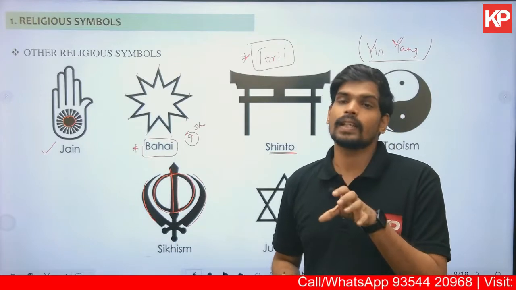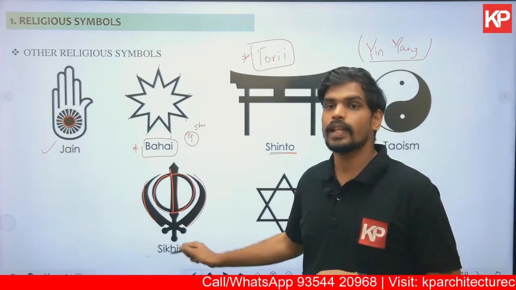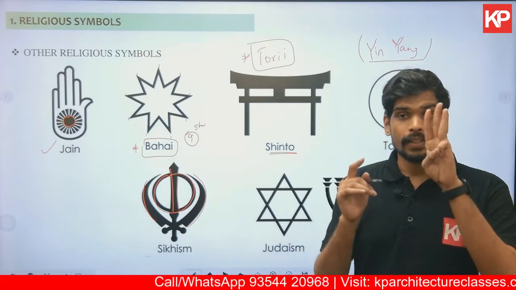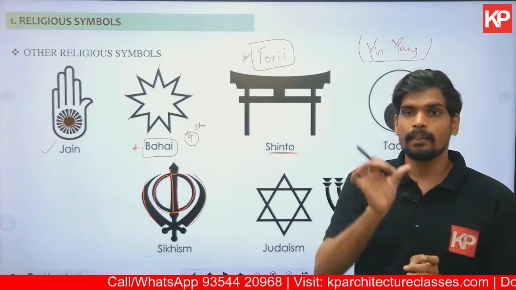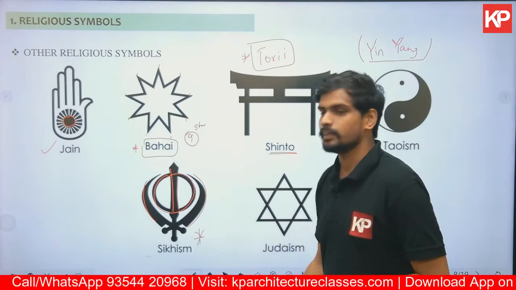So identify all the elements and remember, in the Baha'i faith it is a 9-pointed star. Remember the elements in the Sikhism symbol. There are 3 swords, 2 single-sided, 1 double-sided sword in the center with the circle. That is an important religious symbol in Sikhism.